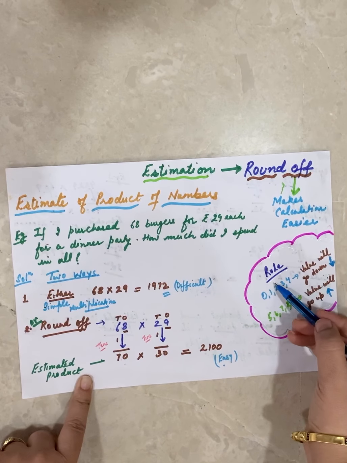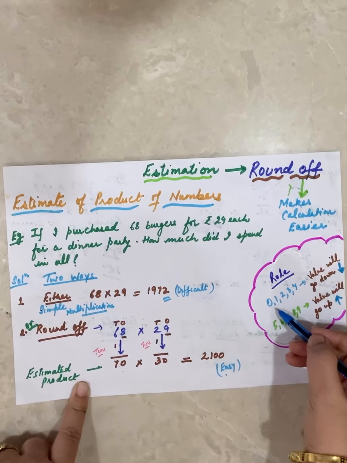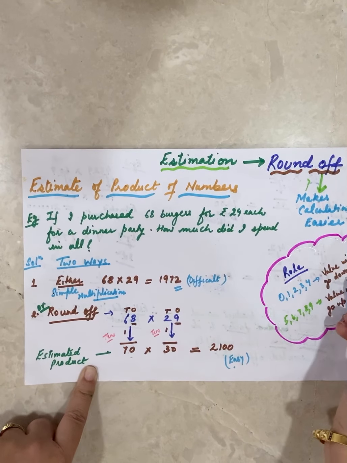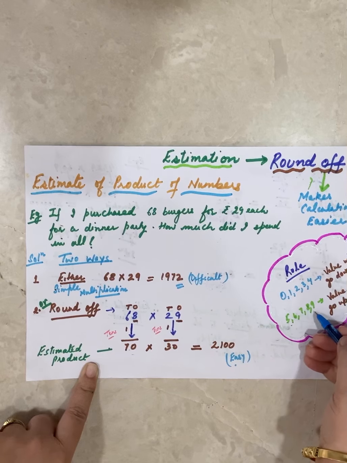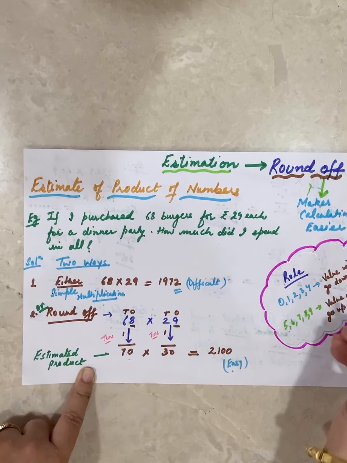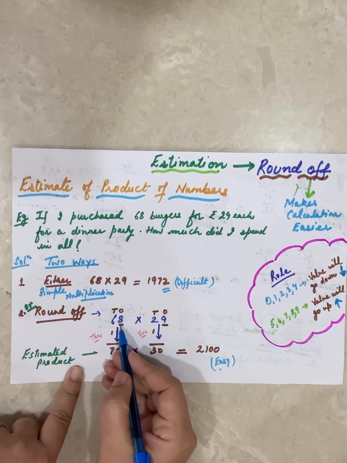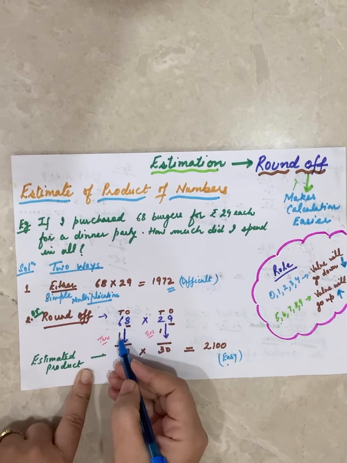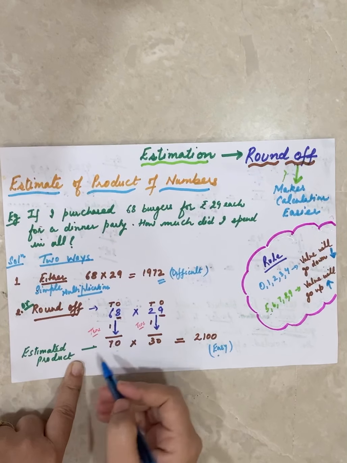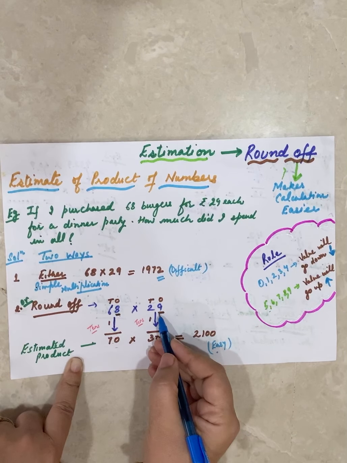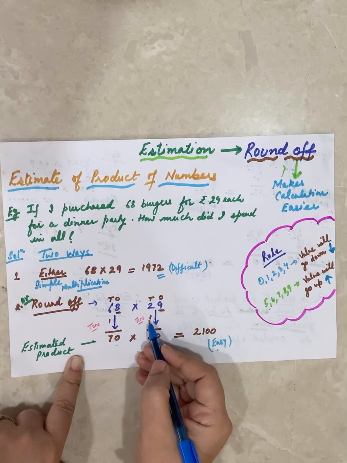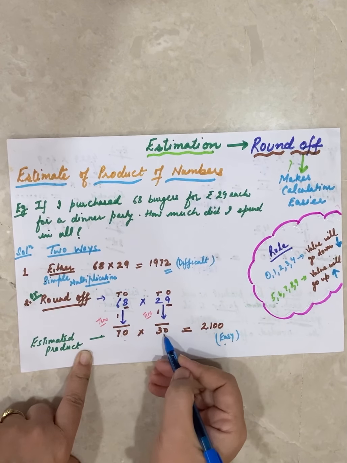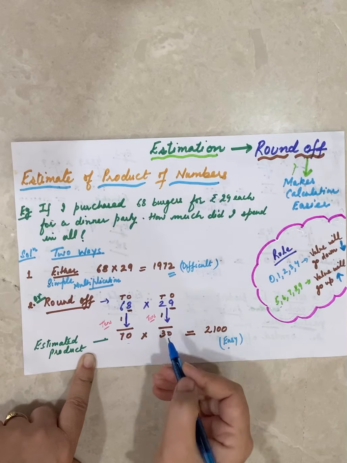Students, always remember this rule which we have done in our 5th standard. 0, 1, 2, 3, 4, the value will go down. 5, 6, 7, 8, 9, the value will go up. So here the number at the ones place is 8, so I make the value go up by adding 1 to the tens place. Similarly here the number is 9, I add 1 to the tens place and my answer is 30. So my value in both the cases will go up.